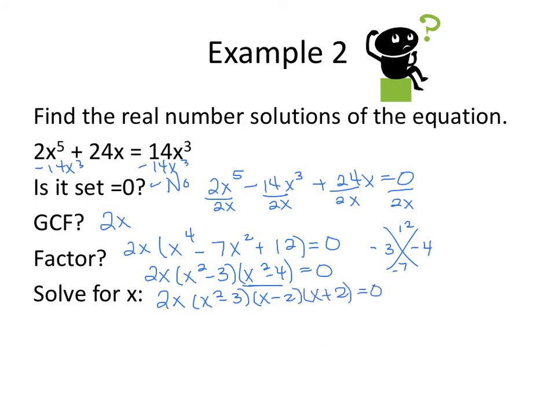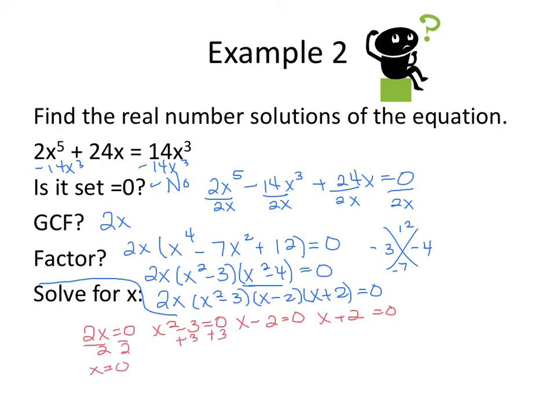So now we're ready to solve. In order to solve, we take all those, 1, 2, 3, 4, and set them all equal to 0. So 2x equals 0, x squared minus 3 equals 0, x minus 2 equals 0, x plus 2 equals 0. Solve all 4 of those equations. So divide by 2, x equals 0. Add 3, x squared equals 3. Take the square root. X is equal to plus or minus square root 3.